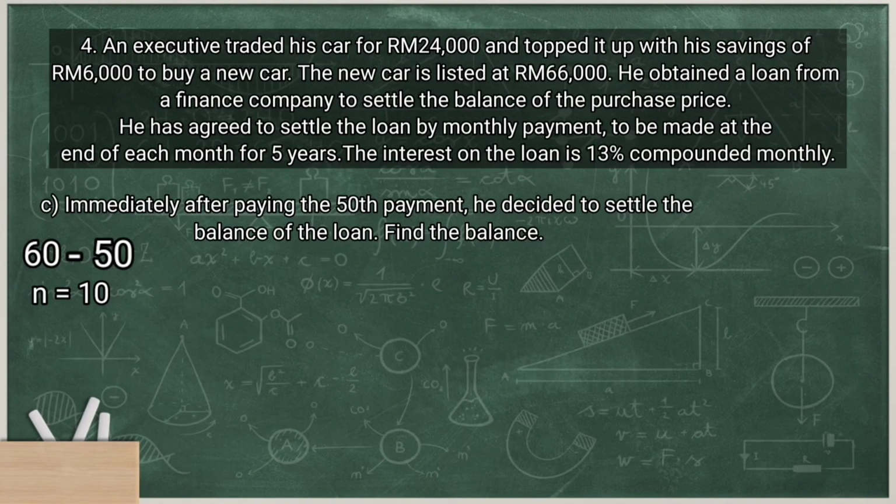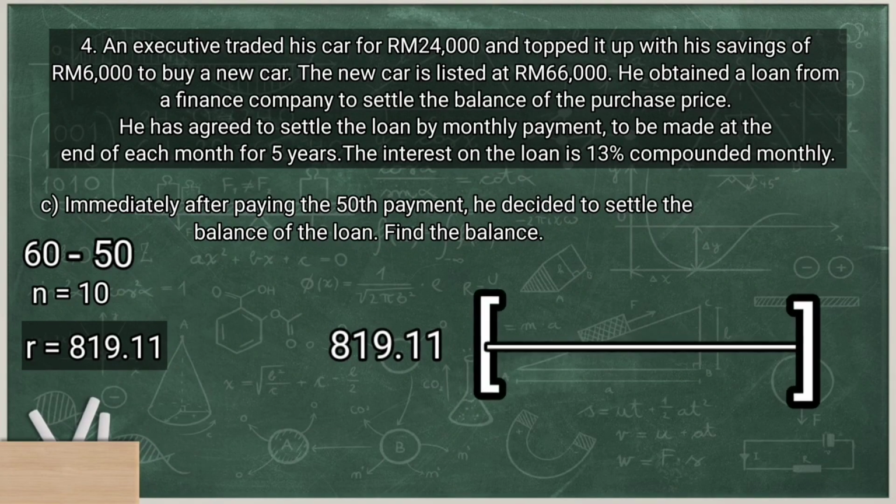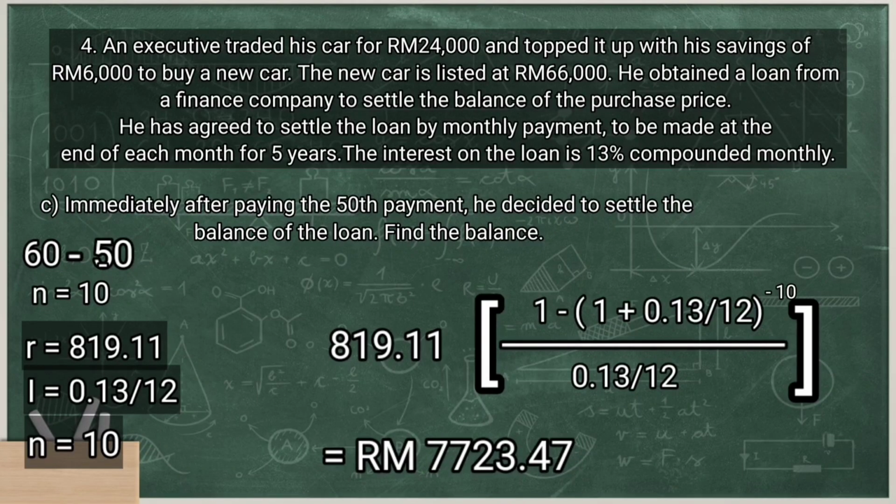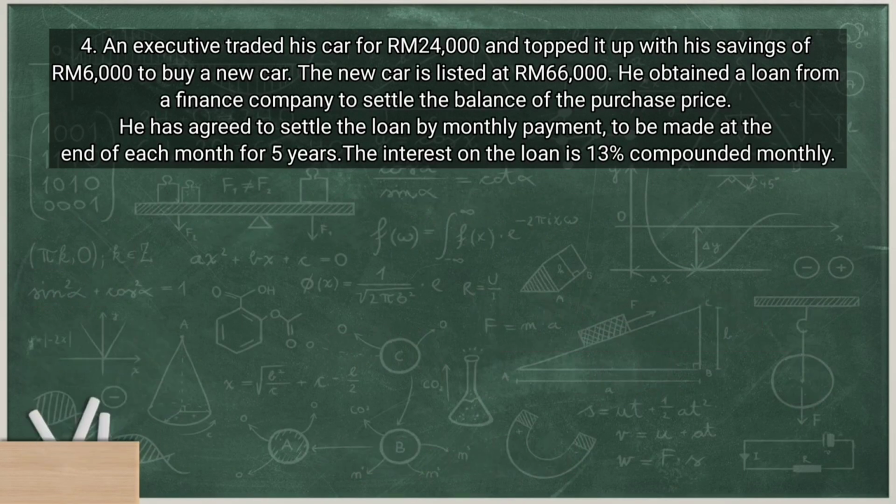Now let's use the present value formula and plug in the values, where R is 819 ringgit 11 cents and I is 0.13 divided by 12 and N is the number of payments remaining, which is 10. So we do the math and we will get 7,720 ringgit and 47 cents.